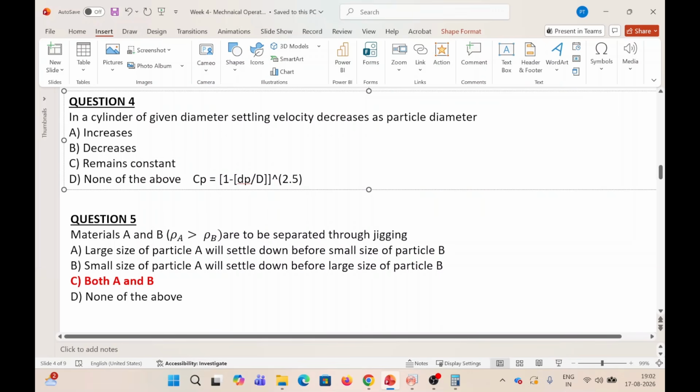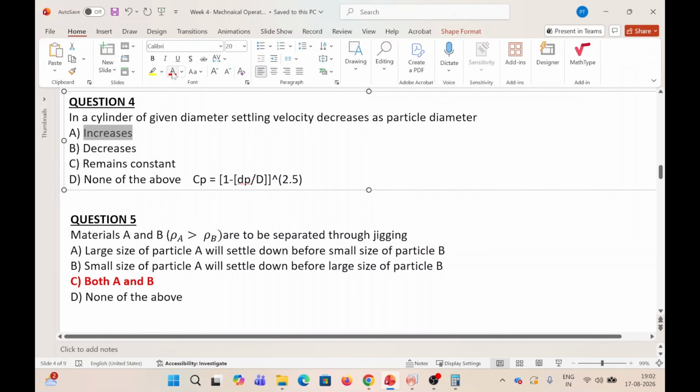2.5. So if the settling velocity is going to decrease, that means Cp value is going to decrease. So under what condition of particle diameter will the Cp value decrease? dp should increase, right? So if dp increases, dp by d will increase, 1 minus dp by d will decrease, so Cp will decrease, so that will cause a decrease in the settling velocity. So dp by d should increase.